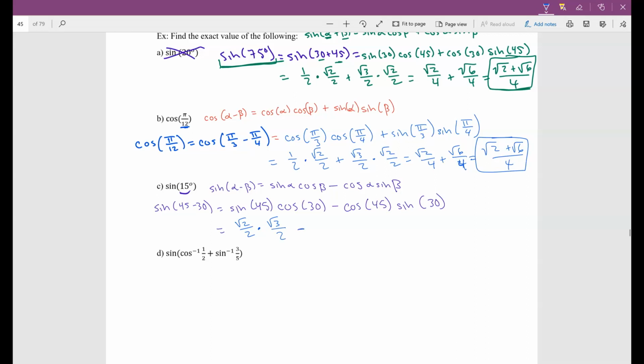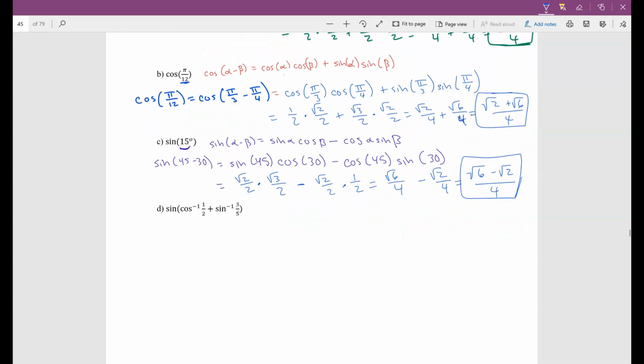Minus cosine of 45 degrees, that's going to be square root of 2 over 2. And then the sine of 30 degrees is just going to be 1/2. So this guy's going to give me square root of 6 over 4, and then the other one minus square root of 2 over 4. So it's going to give me square root of 6 minus square root of 2 over 4. Okay, that will be my exact answer.